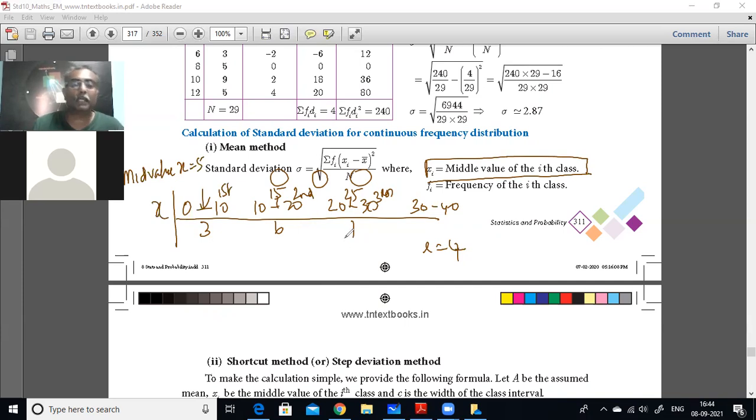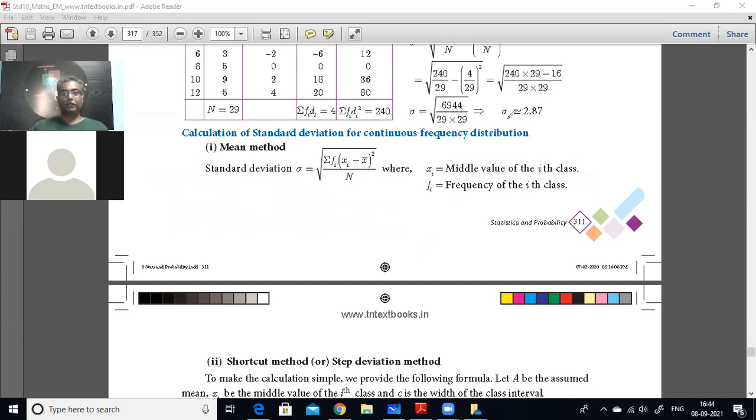Now, how is standard deviation calculated in that? Same formula: the sum of fi into xi minus x bar the whole squared, divided by n. But that is the direct method. Most probably you should not use the direct method. Unless the data is very simple, never use the direct method. You will get caught in the calculation and get the sum wrong. Better to take the step deviation method or the assumed mean method.